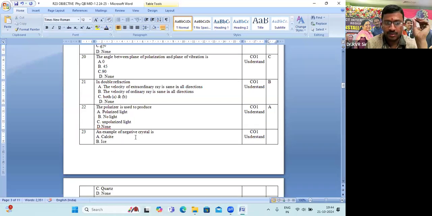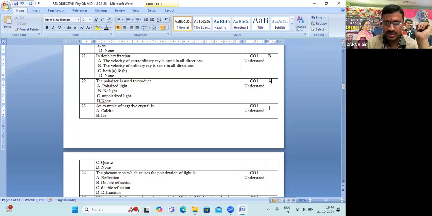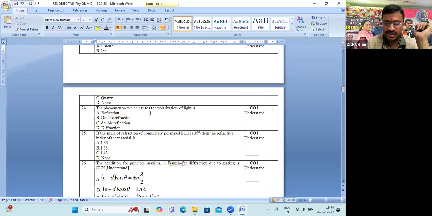Now an example for negative crystal is, obviously calcite is the best example for the negative crystal. Option A is the right answer. The phenomenon which causes the polarization of light is, so double refraction is the phenomenon which causes the polarization of light.